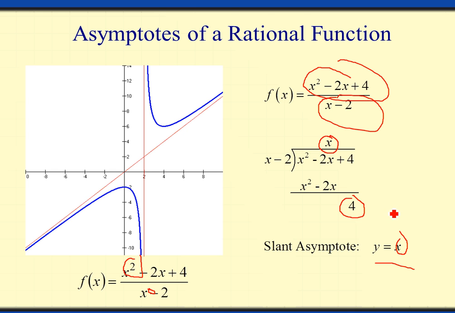See, that's the quotient above. The 4, don't worry about that. So y equal x is this slanted line that we see over here. Again, I keep running off where I can't find my pointer. Way up here. So that slanted line, that oblique asymptote, or slanted asymptote, is the line y equal x.